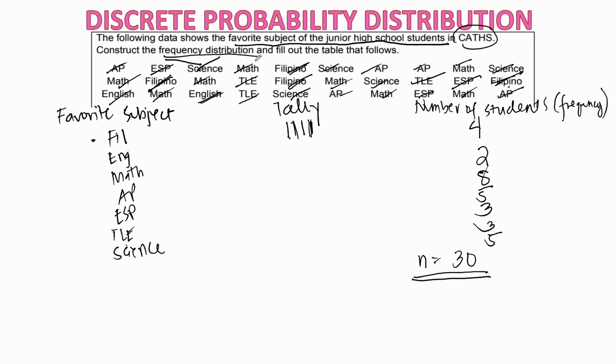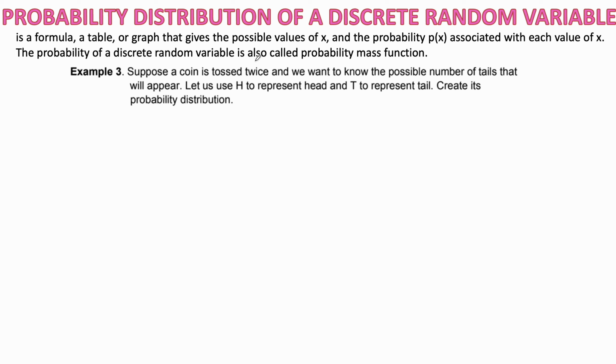Activity 3. Okay. So, konti na lang matatapos na tayo sa week 1. Probability distribution of a discrete random variable is a formula, table, or graph that gives the possible values of x and the probability p of x associated with each value of x. The probability distribution of a discrete random variable is also called probability mass function. Okay? Very overwhelming ang kanyang definition.